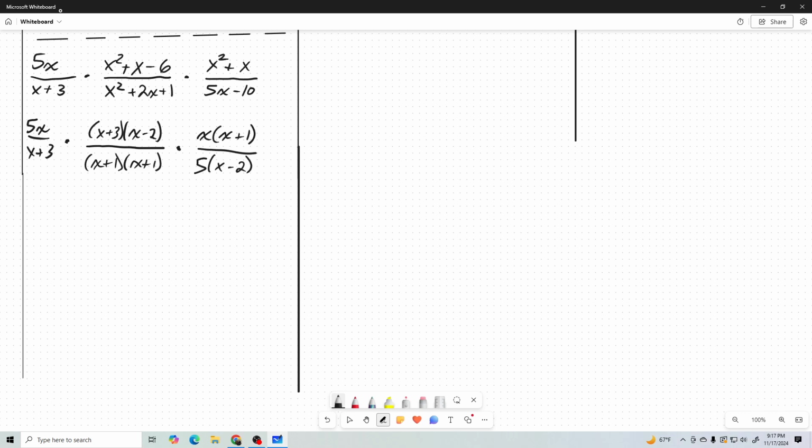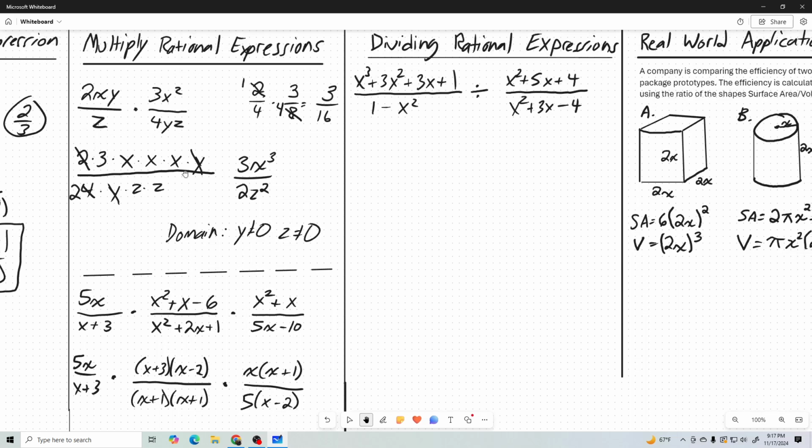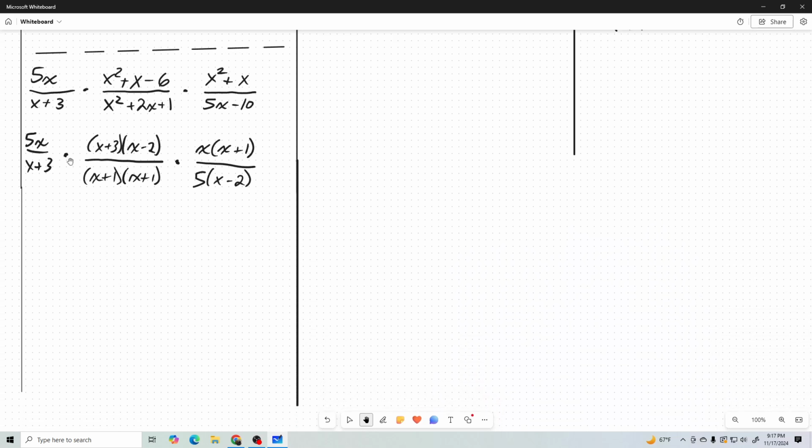All right, now, if we look at this just like before, the reason why we did this in the first place is you'll notice that any factors that are up top, all these little pieces that are being multiplied together, can be eliminated by anything that's being multiplied on the bottom. So even though it looks like this is one piece, this is one piece, and this is one piece, everything up top, the 5x, is actually a 5, an x plus 3, an x minus 2, an x, and an x plus 1, right? And then on the bottom, we have an x plus 3, right? Anything that's added is just one piece. So an x plus 3, x plus 1, x plus 1, a 5, and then an x minus 2.